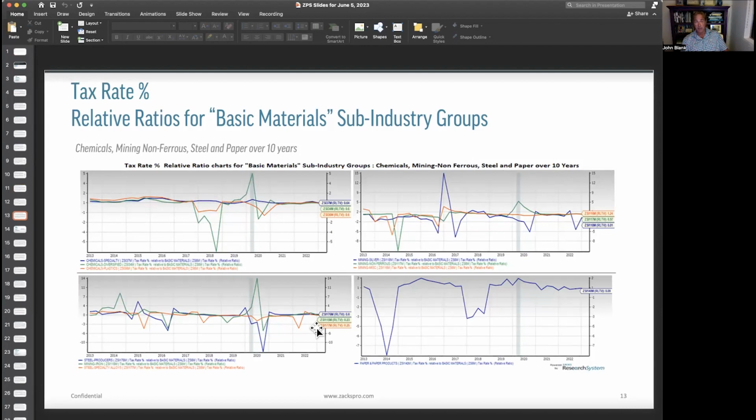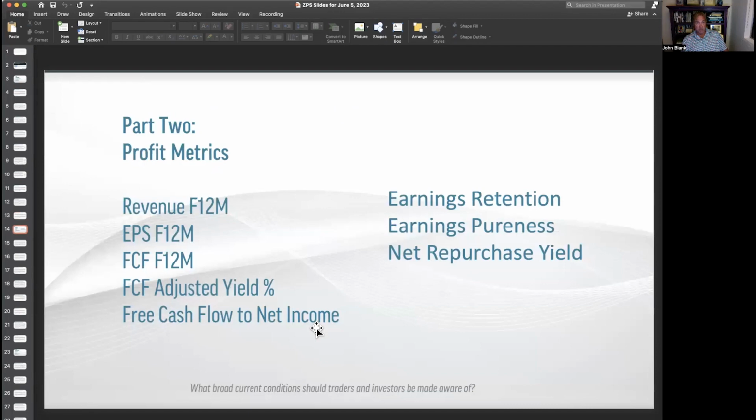Okay, so depreciation, amortization, and tax rates, I'm going to skip, but you can look for these slides from us and get into those stories on your own. They're not as material to an investor. So now let's get into the profit metrics. Of course, this is all these things. On the left side, I've got revenue and earnings, free cash flow. The others are just subtopics: earnings retention, earnings recurrence, and the net repurchase yield. So we've got basically big topics and subtopics of those topics.